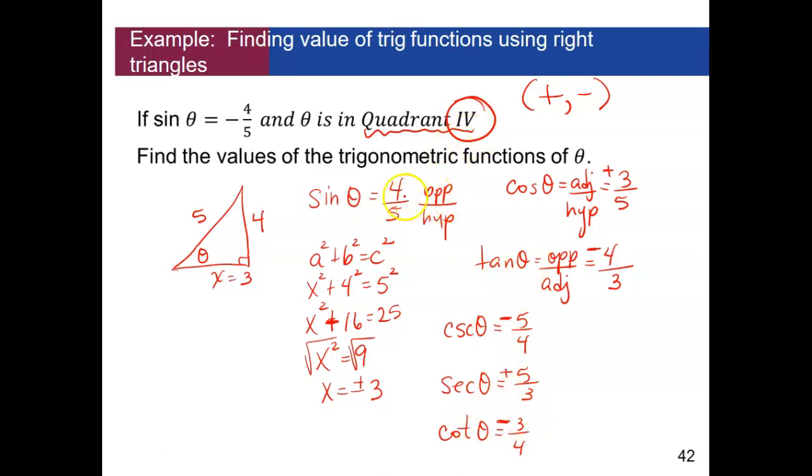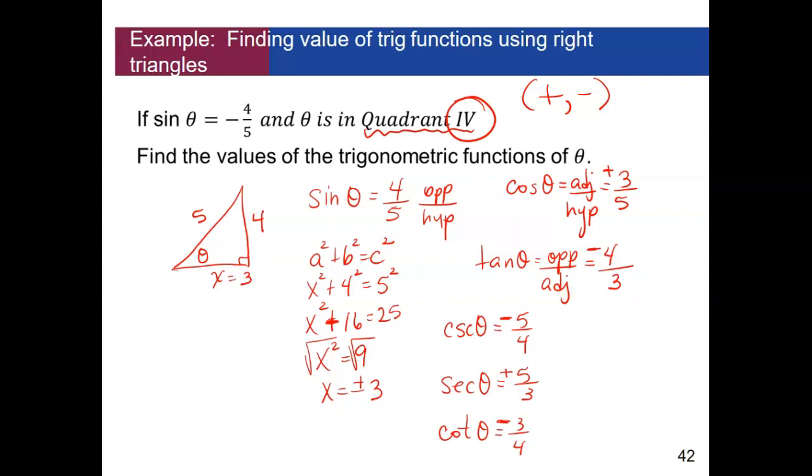So if you want to go ahead and put your signs in here before you ever do these last 3, that's fine. Or if you want to do all 6 and then go back and put the signs, that's fine. The main thing is don't forget the signs. You have to have them or your answer is not going to be correct.